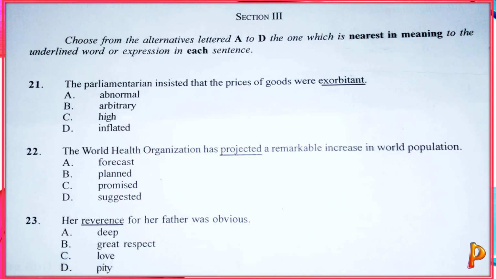Question 23. Her reverence for her father was obvious. A. Her deed for her father. B. Her great respect for her father. C. Her love for her father. D. Her pity for her father. The correct answer to this question is answer space B. Her great respect for her father was obvious.